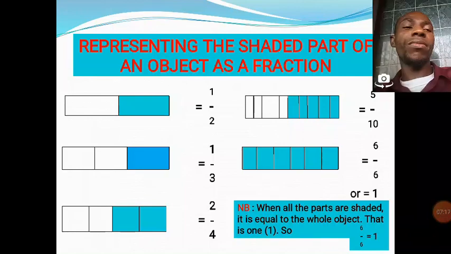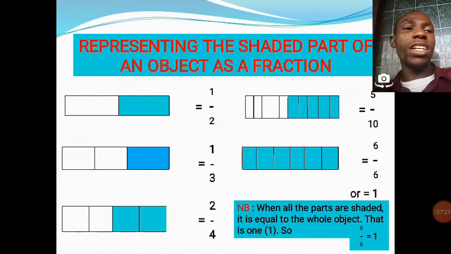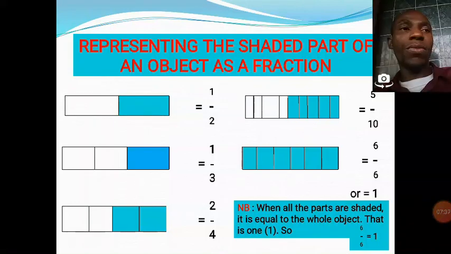Example number 5. Now take a careful look at this. You can observe that all the parts have been shaded. This is an object that is divided into 6 equal parts and all are shaded. When we see all the parts of an object shaded, we have the numerator and the denominator to be the same.